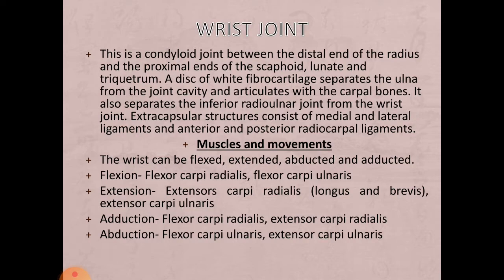Next we have the wrist joint, which is very important. And for the wrist joint, always remember that the ulna will not be involved for the formation of the wrist joint. Distally, the wrist joint will be formed by the proximal row of the carpal bones.